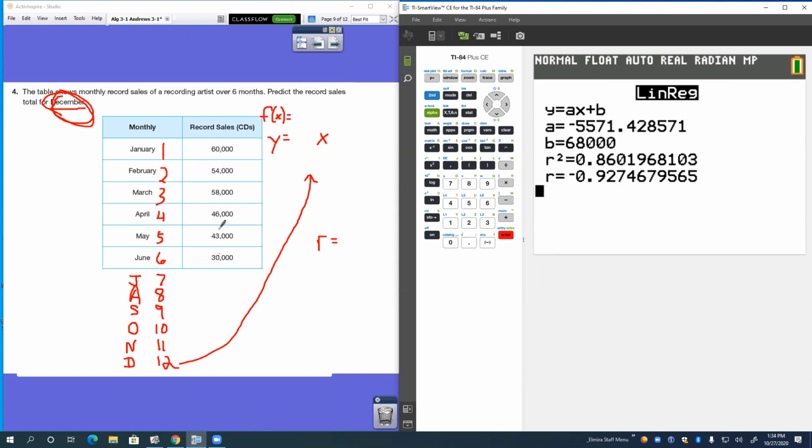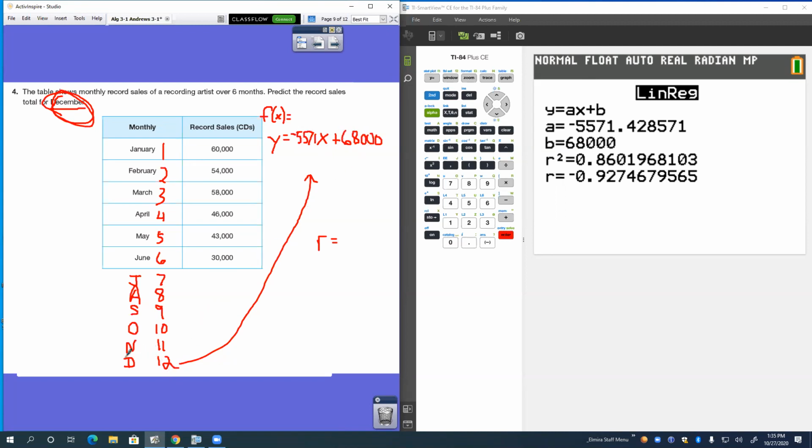So we rounded to the nearest whole number in our data table, so we want to round these values to the nearest whole number. So negative 5,571. That's going to be the number that goes in front of our x because that's our A value. The B value this time, look at that, it has it right as a whole number, 68,000, which is nice. So that is our linear regression equation.